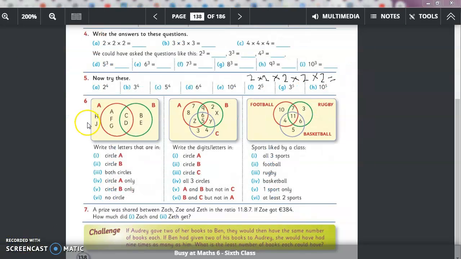Question 6. If you can read, you should be able to do these. Just take your time with them. They're puzzles, but they're not too hard at all. You don't need to do question 7 or the challenge, but you can take them on as a challenge if you wish.